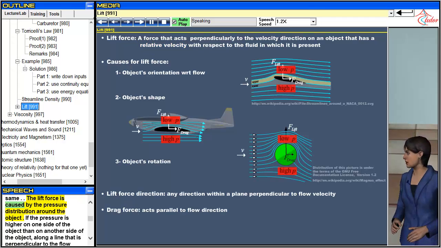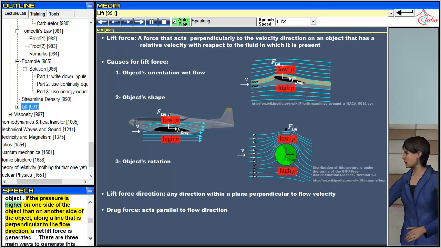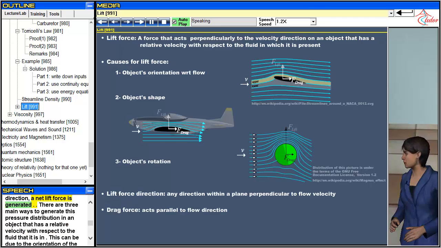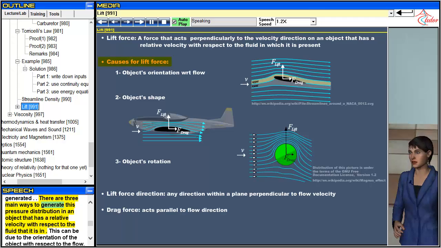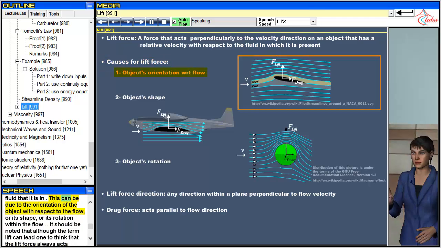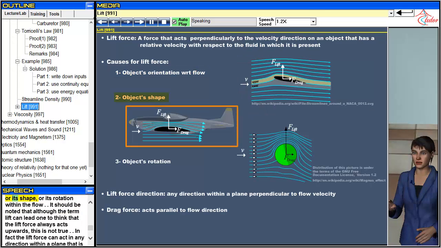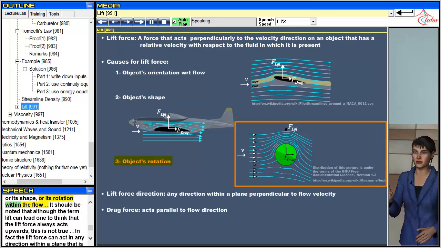The lift force is caused by the pressure distribution around the object. If the pressure is higher on one side of the object than on another side of the object, along a line that is perpendicular to the flow direction, a net lift force is generated. There are three main ways to generate this pressure distribution in an object that has a relative velocity with respect to the fluid that it is in. This can be due to the orientation of the object with respect to the flow, or its shape, or its rotation within the flow.